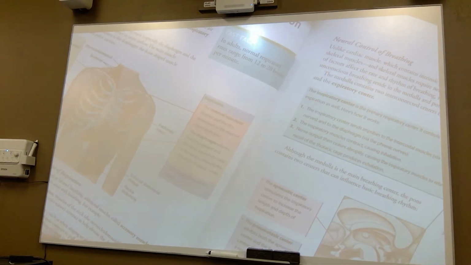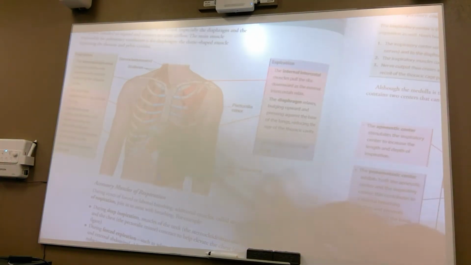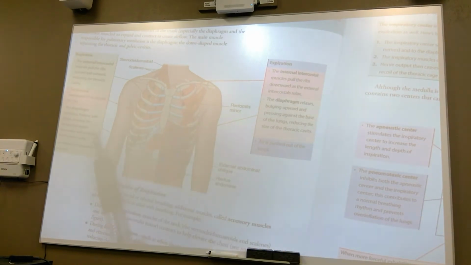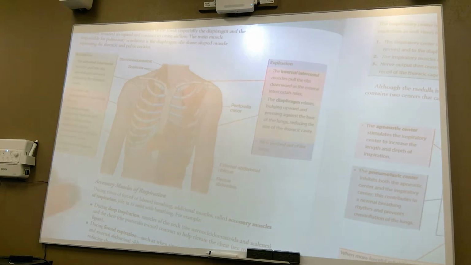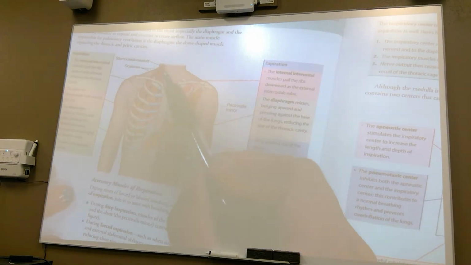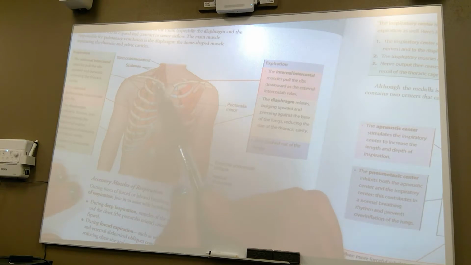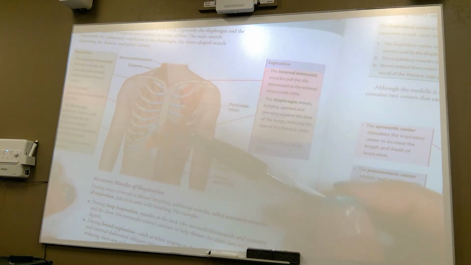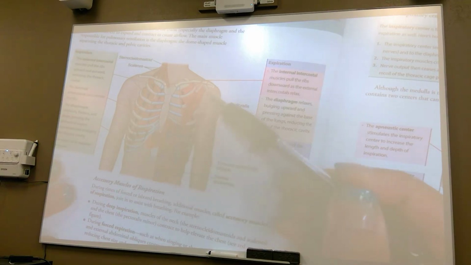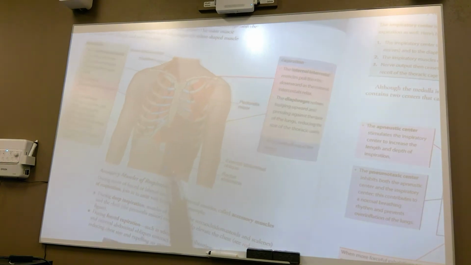On page 344, I've already talked a little bit about the primary muscles, so your intercostals and the diaphragm. But I want to talk about your accessory muscles. So the sternocleidomastoid muscle is attached to the sternum, as well as those scalenes that are attached to the clavicle and the ribs. And then these abdominal muscles and the pectoralis muscles, those are all considered accessory muscles.